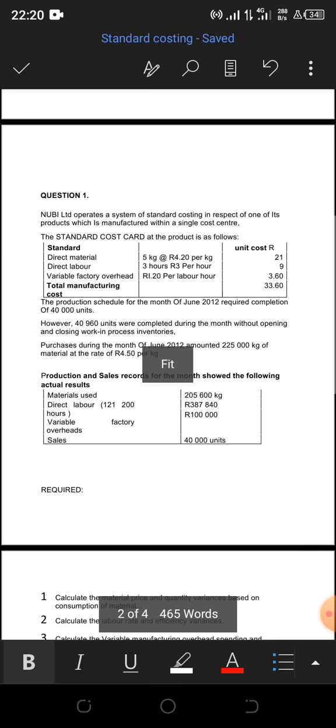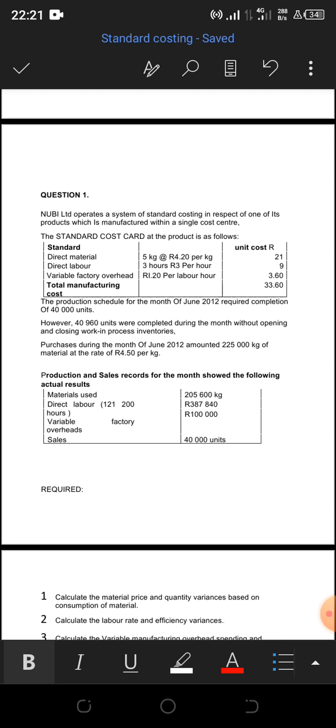Then we have direct material, direct labor, and variable factory overheads. They give us that per unit is 5 kg at 420. Then direct labor is 3 hours, which is 3 rand per hour. Then variable factory overhead is 1 rand 20 per labor hour. Then they give us the total manufacturing cost.